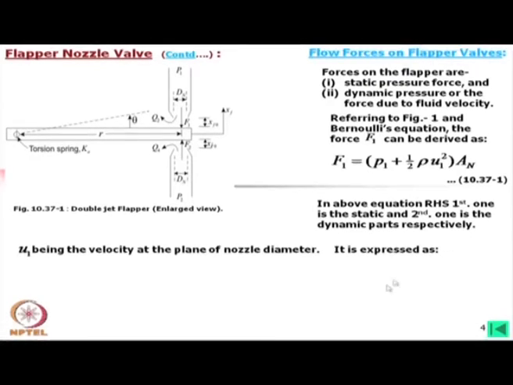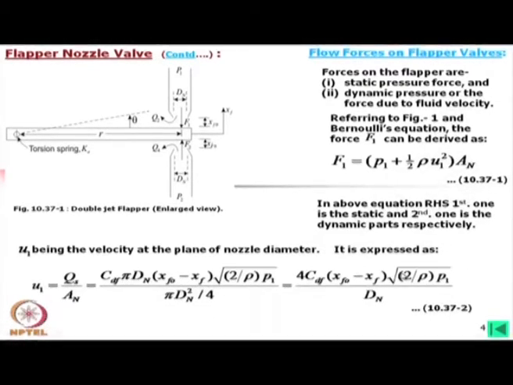Now, it is expressed as a big equation, that is Qs by An, and then Cdf. The Qs is the flow through this nozzle, which may be Q2 and Q4 here, pi d n.